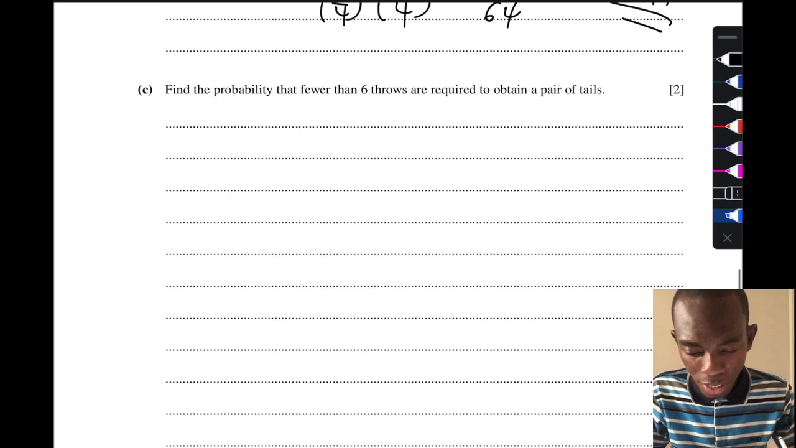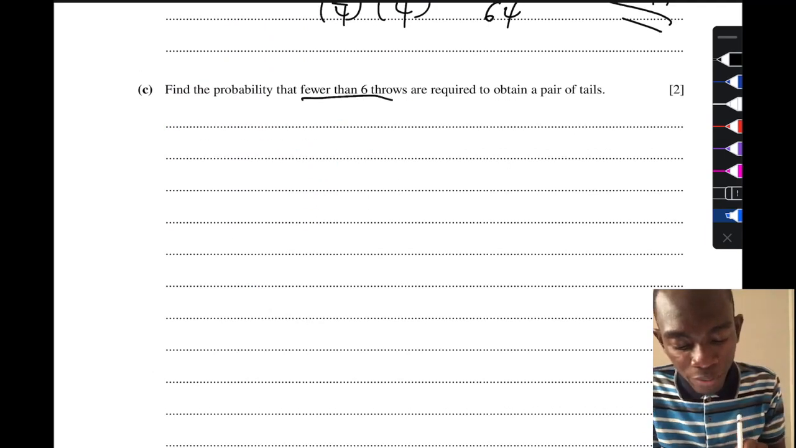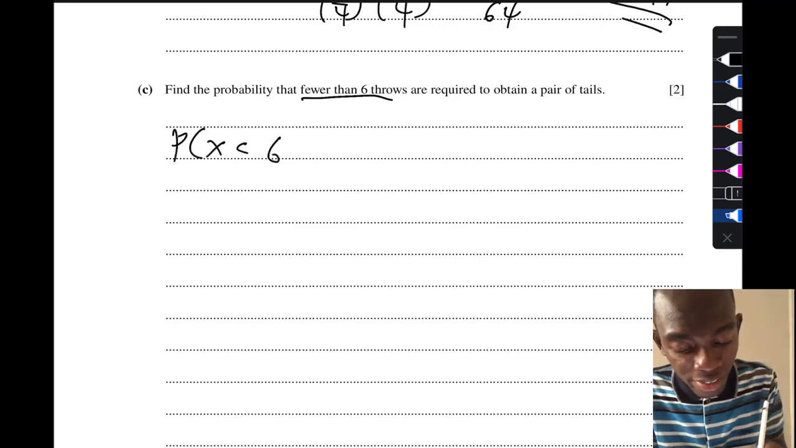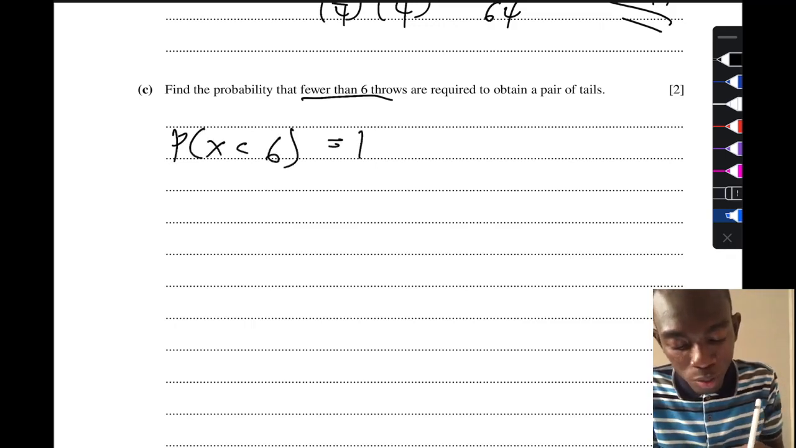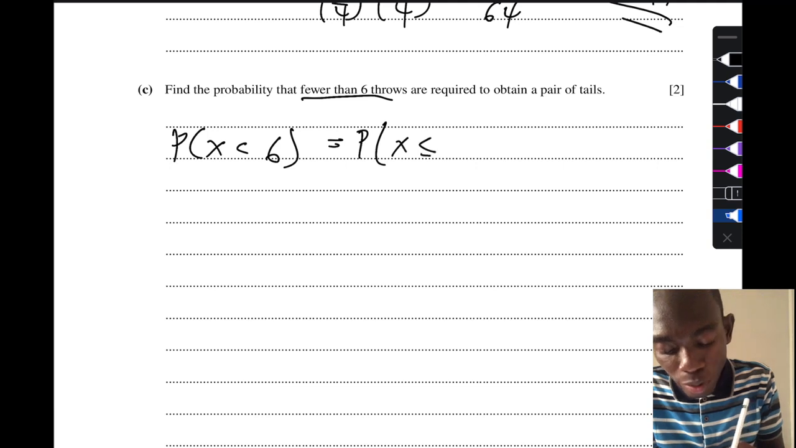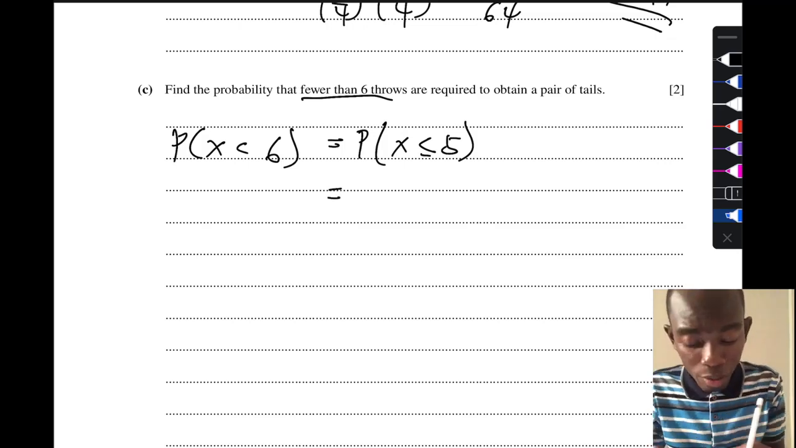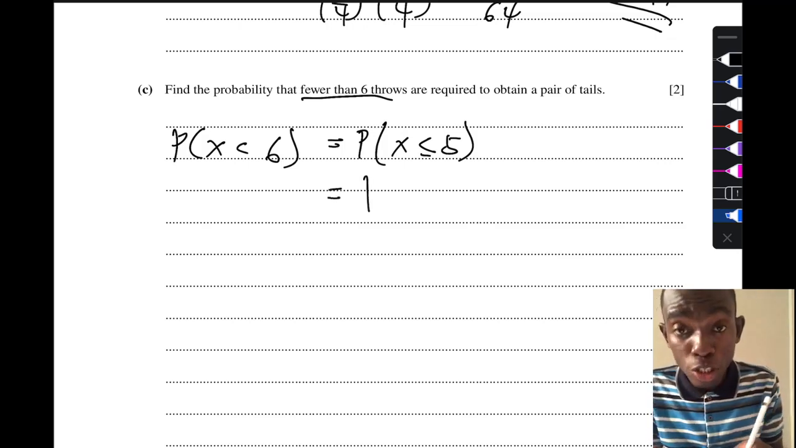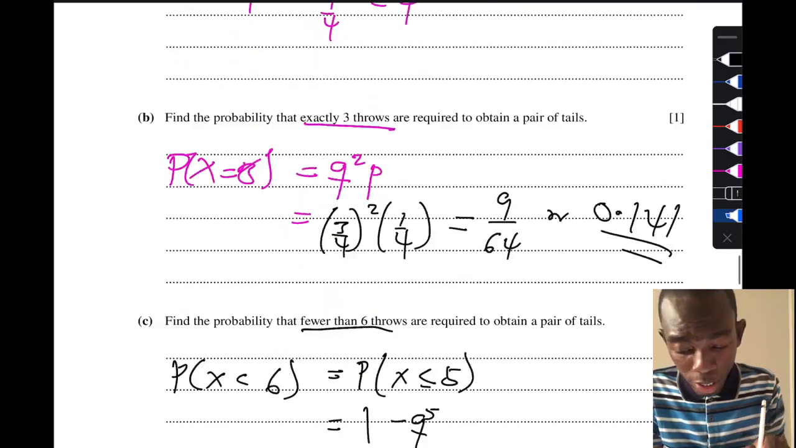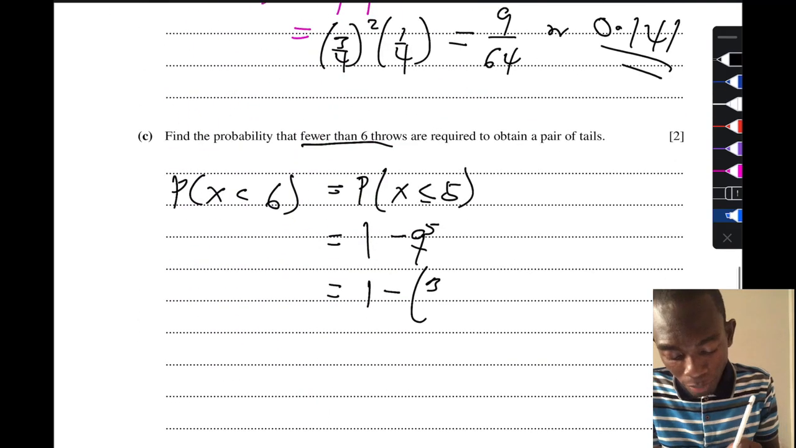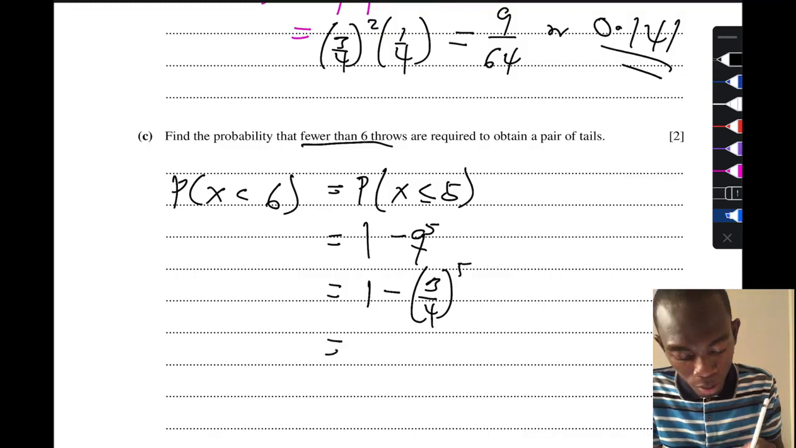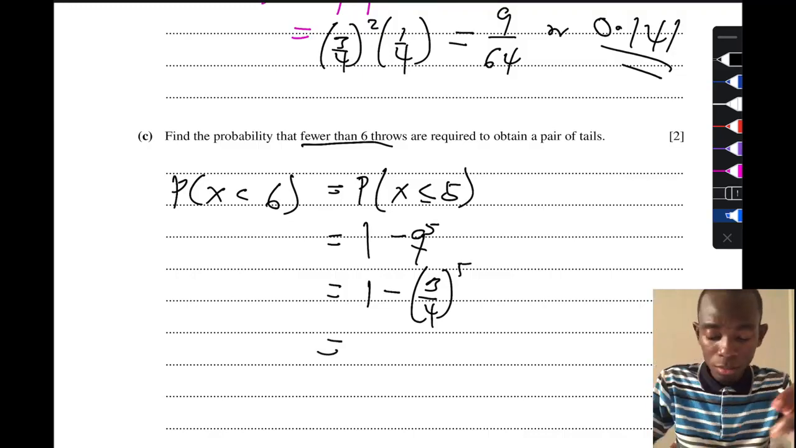Then the C part is quite interesting. It says find the probability that fewer than 6 throws are required. So X is less than 6, which means X is less than or equal to 5. If it's less than or equal to 5, you can use the shortcut 1 minus q to the power of 5, where q is 3/4. So 1 minus (3/4)^5, and just grab your calculator.